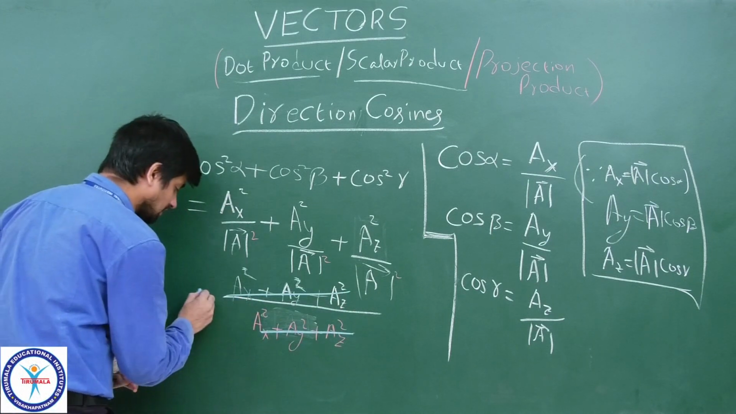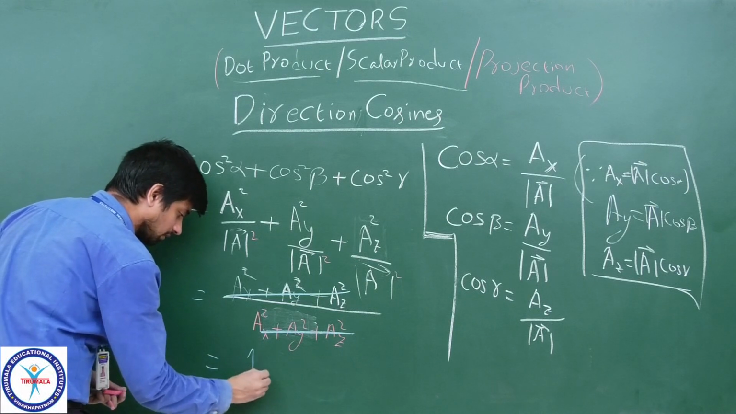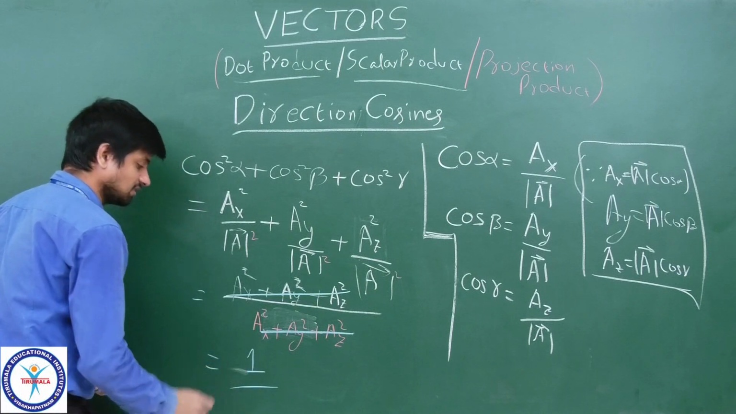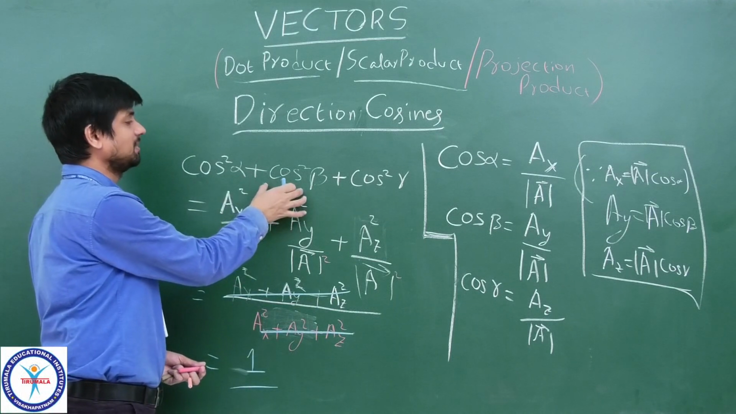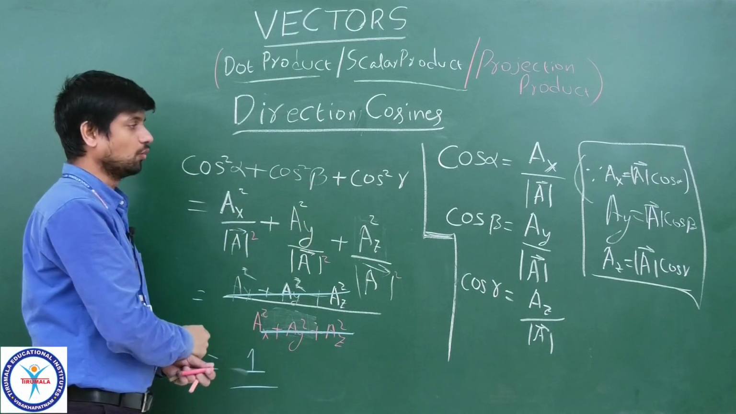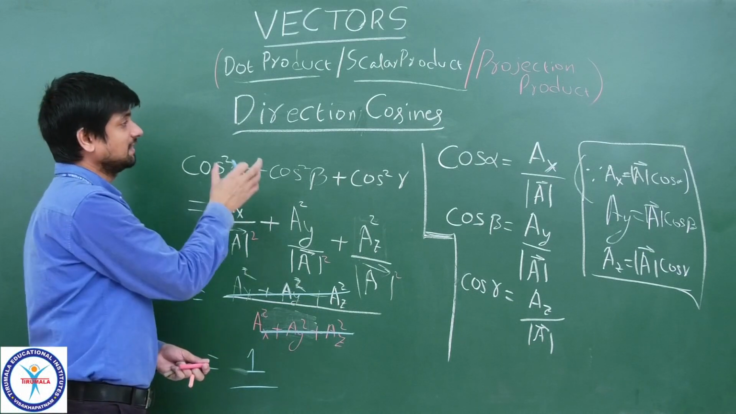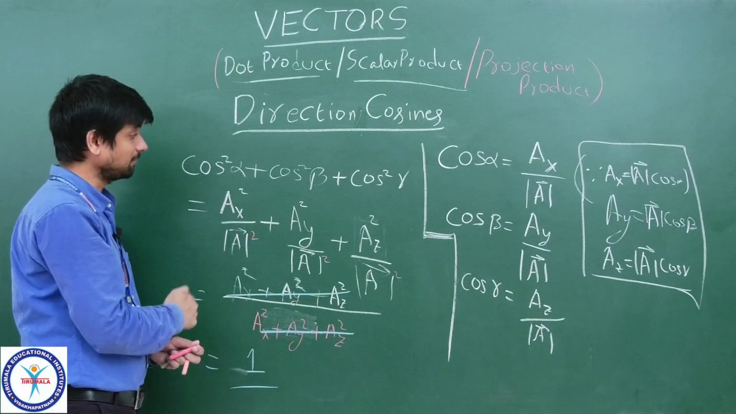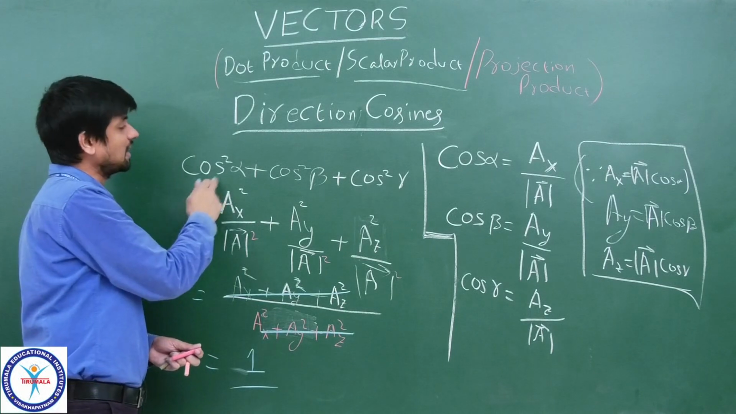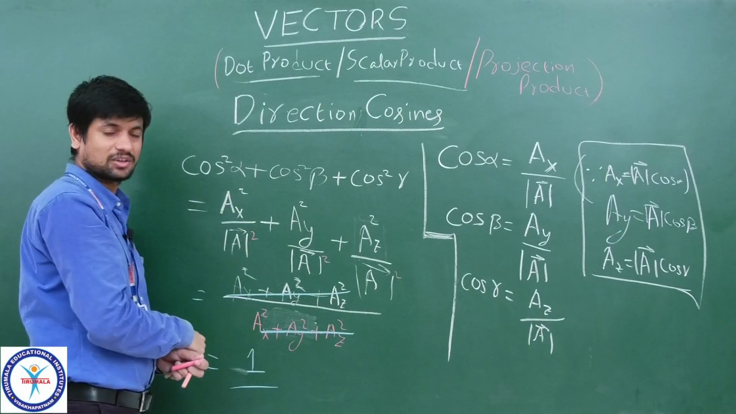Okay, what will be the answer, children? 1. What is that? Answer is 1. So cos square alpha plus cos square beta plus cos square gamma equal to 1. So this is called direction cosines. Sometimes they will ask you sin square alpha plus sin square beta plus sin square gamma.